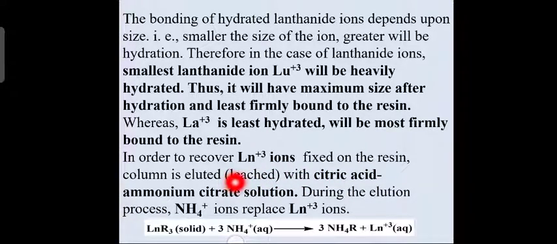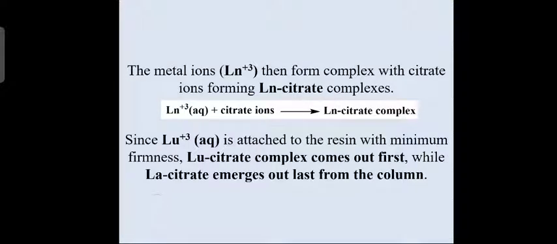During the elution, ammonium ions replace lanthanide ions. You can see the equation over here. In the first equation, LnR3 solid combines with ammonium ions present in the solution, and you get 3NH4R, that is ammonium and resin, and Ln3+. Next slide.